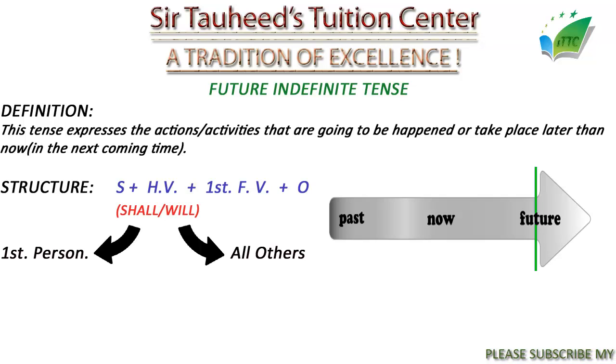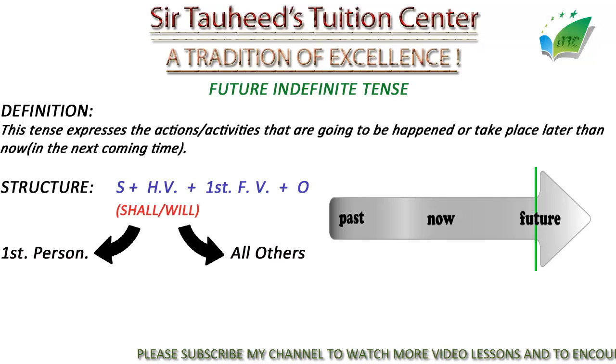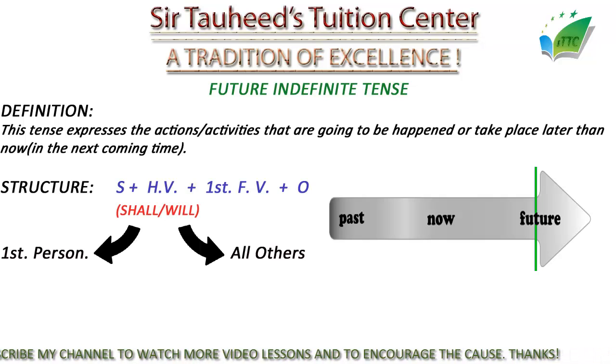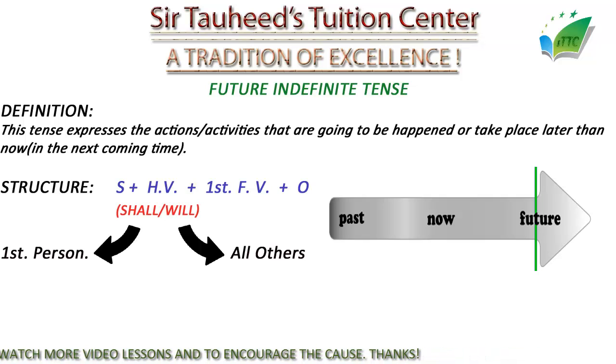The definition is: this tense expresses the actions or activities that are going to happen or take place later than now or in the next coming time. It means that this tense is used for all those actions which are going to take place in the future. Whatever we will do later or after some time, those actions can be described with the help of this tense, which is future indefinite tense.